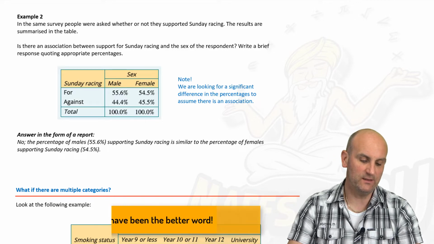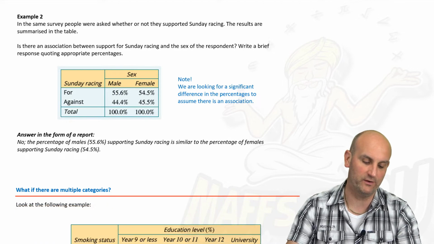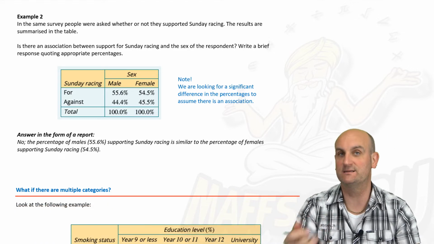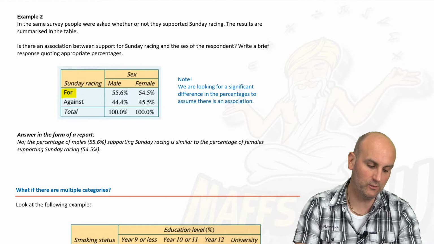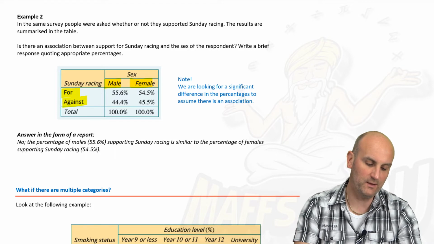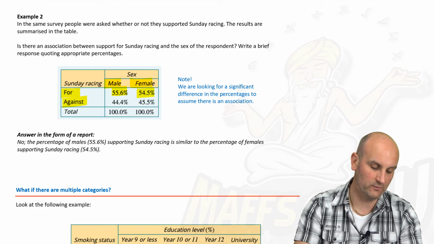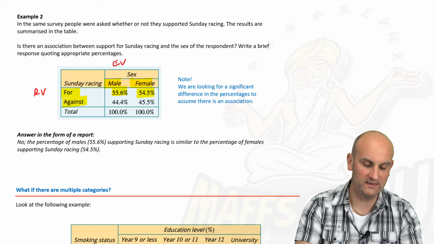In the same survey, people were asked whether or not they supported Sunday racing. The results are summarized in the table below, and this is a brilliant example of what I was just talking about. So, do I have categorical data there? Yes. Are my percentages already worked out for me? Yes. Which one is my response variable? It is the rows. This is my explanatory variable.